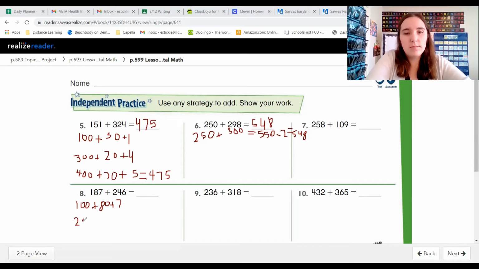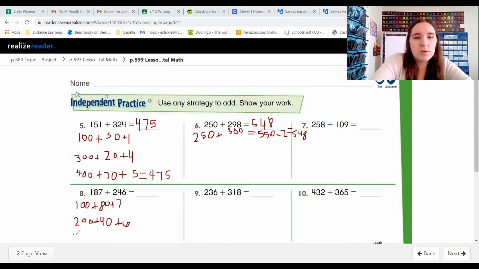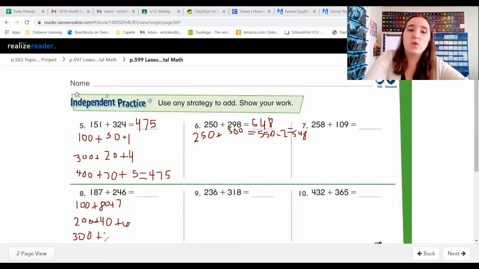246 is 200 plus 40 plus 6 ones. Now I'm going to add up the place value. 100 plus 200 is 300. I have 8 tens plus 4 tens. Well, 8 plus 4 is 12. So 8 tens plus 4 tens is 12 tens, or 120.